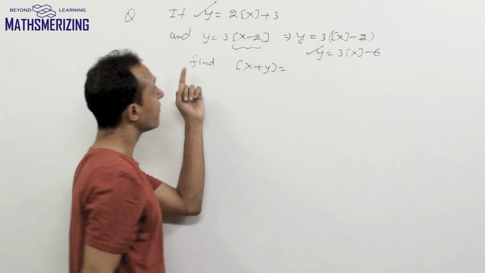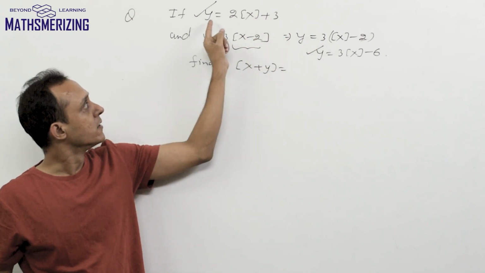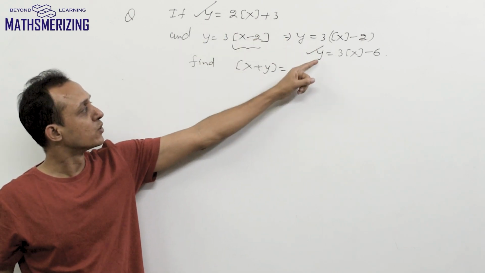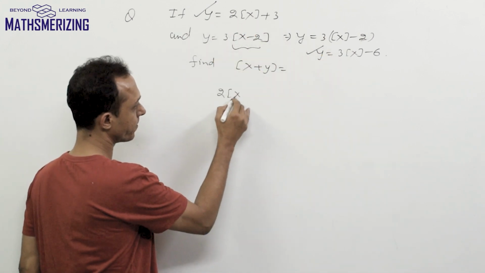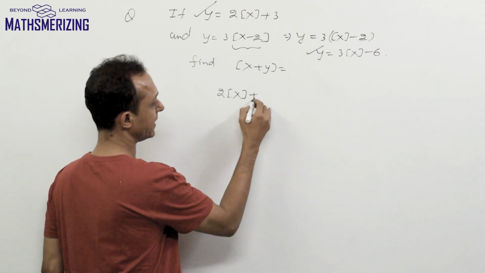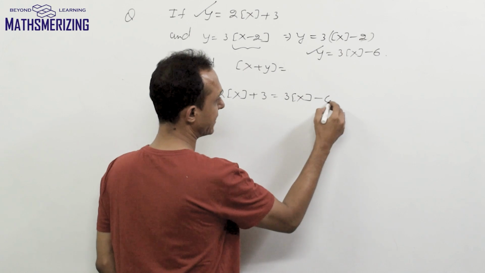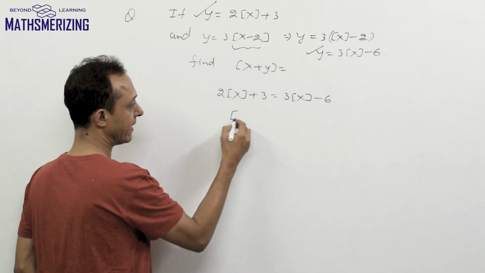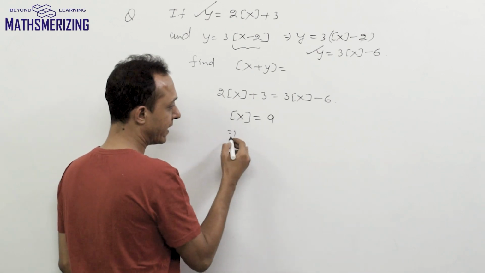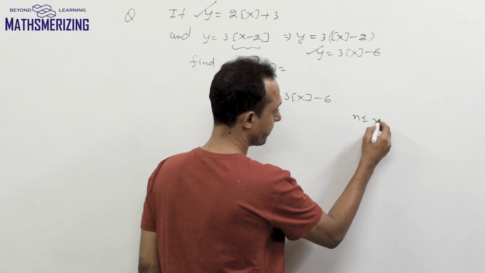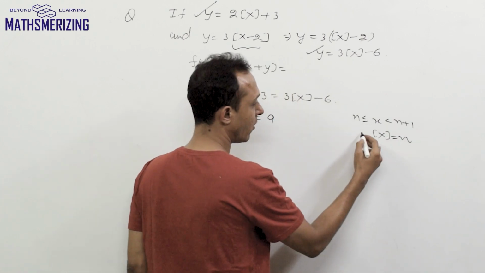Now we have two linear equations. These are linear equations not in x and y, but linear equations in the greatest integral function of x and y. So I'll use variable elimination. I'll eliminate y. If I equate these two, I can write 2 times the greatest integral function of x plus 3 is equal to 3 times the greatest integral function of x minus 6. So if I take it on the right hand side, the greatest integral function of x is equal to 9. Now we know that when x lies between n and n plus 1, the greatest integral function of x is simply n, or vice versa.